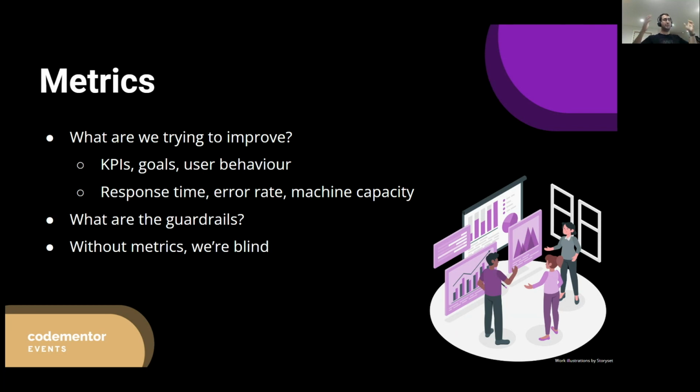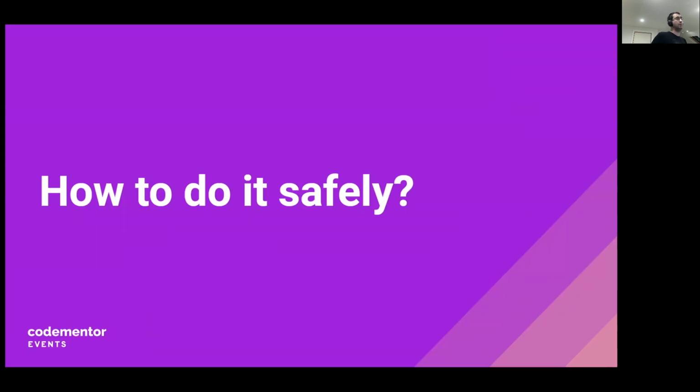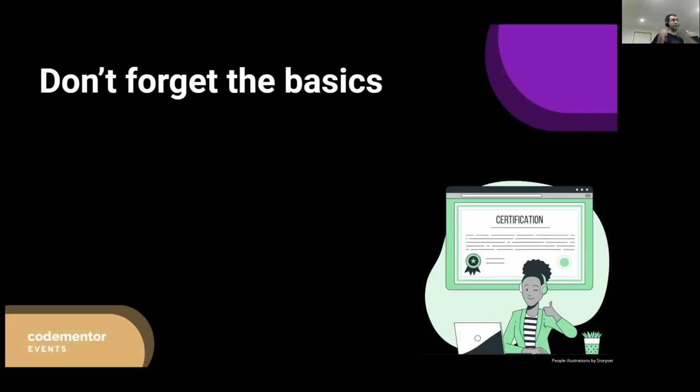Okay, but let's assume we have some metrics, defined by the company, by the engineers, etc. How can we ship our software safely? Well, the first and obvious way: first, don't forget the basics. We have to validate the change, of course. We have to understand that what we did works. Even if it works on my machine, it needs to work.